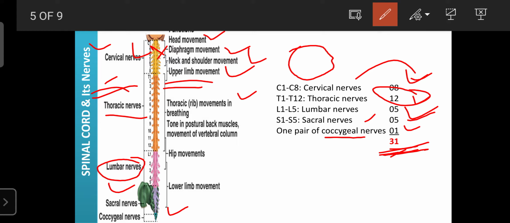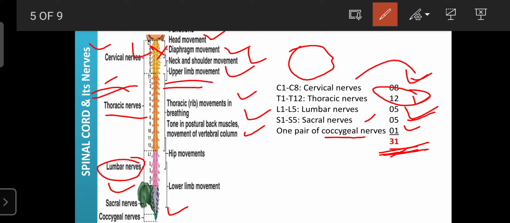Next, these also control the tone of the postural back muscles. Tone is nothing but a certain contractile property, a certain ability of the muscles of the back. So here the thoracic nerves regulate the tone in the back muscles, and they are also involved in the movements of the vertebral column that are required for equilibrium, balancing of the body, and adjustment of balance during locomotion. So these are the various functions of the thoracic spinal nerves.